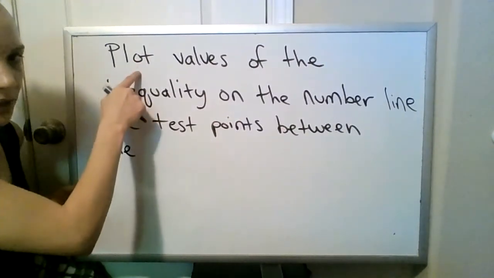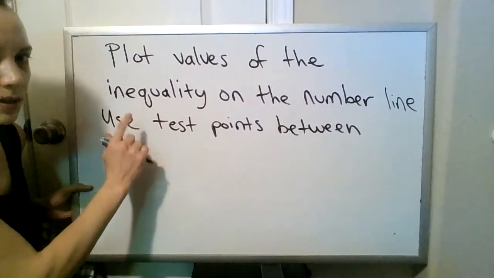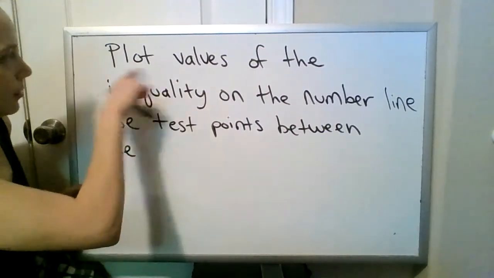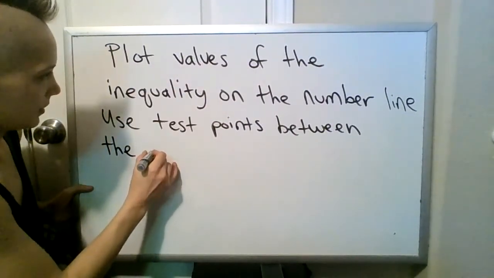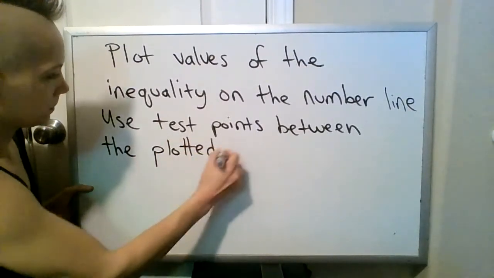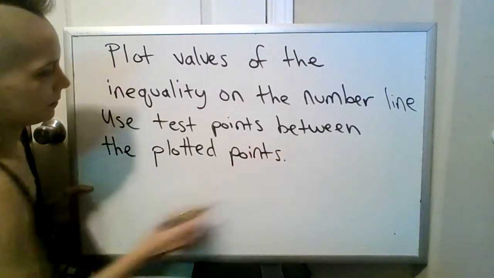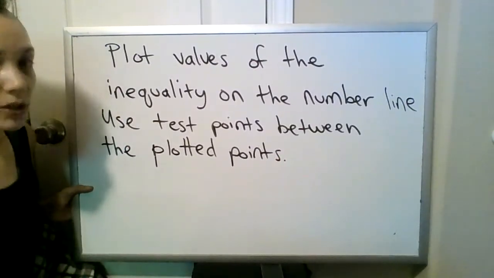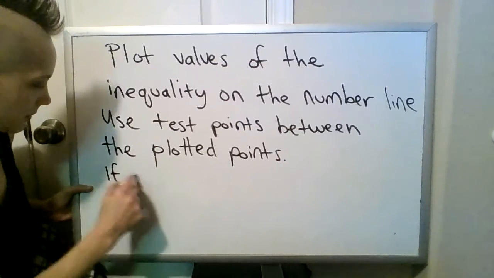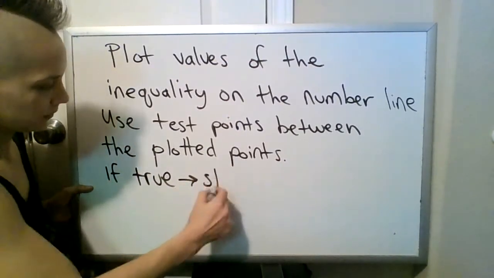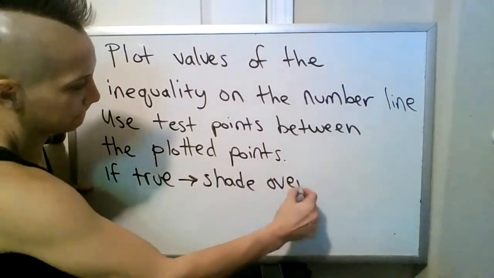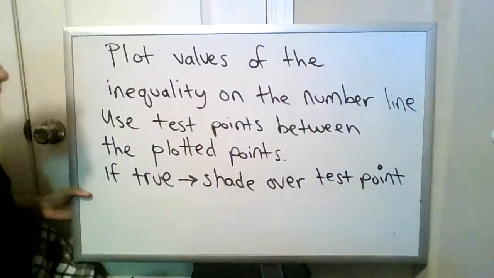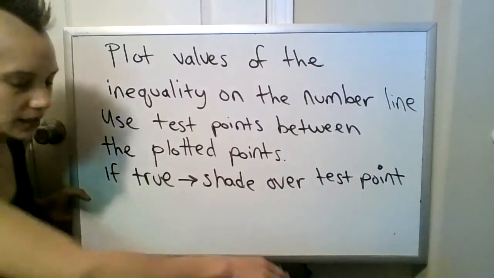And those points that you put on your number line, they're going to have those closed circles or open circles. So between those marks, we're going to have test points. So if it's true, shade over the test point. If it's false, do not shade over the test point.